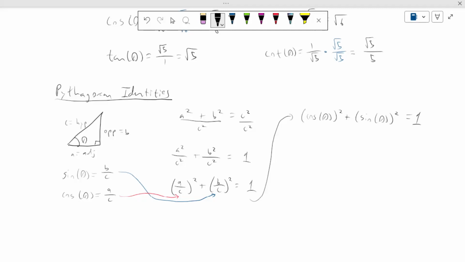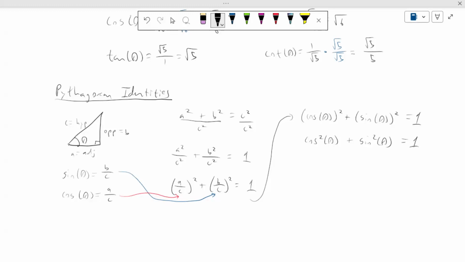All right. So now, cosine of theta, that quantity squared, we have a shorthand notation for that that we use in mathematics. It's not exactly a good one for algebra reasons, but we call it cosine squared of theta instead. Same thing with sine of theta squared. We call that sine squared of theta instead. Okay. So we have cosine squared of theta plus sine squared of theta is equal to 1.